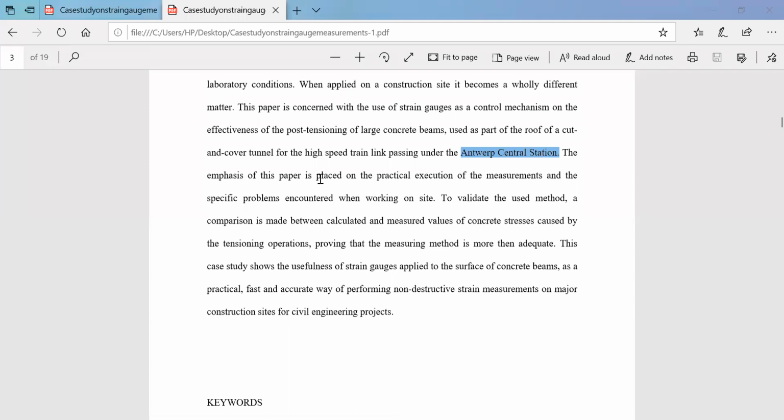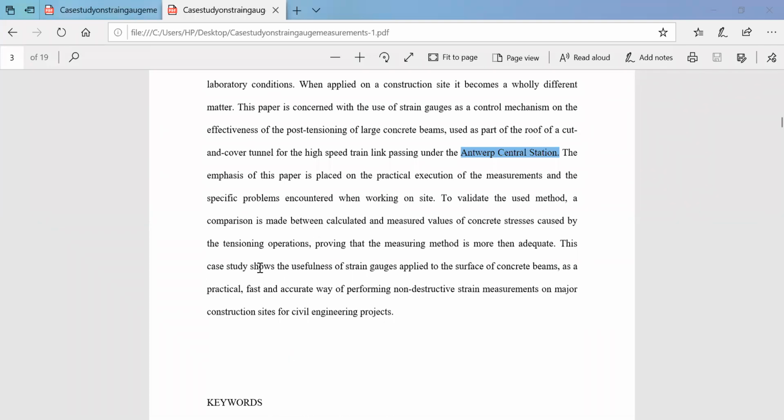The emphasis of this paper is mainly placed on the practical execution of the measurement and the specific problems encountered when the work is on. So what have they done to validate? To validate the method used, a comparison is made between calculated and measured values of concrete stresses. You get some measured values of the stresses being generated, and they compare these with the calculated values. They will identify what variation is coming. These stresses are mainly caused due to the tensioning operations, and that's what they want to reveal.